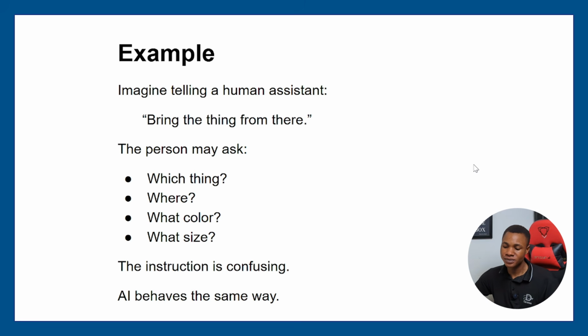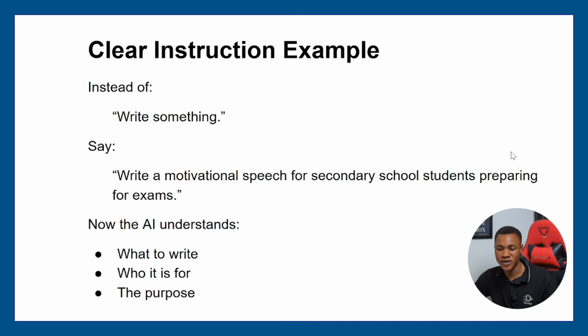So for example, imagine telling AI, bring the thing there for me. The person may ask, which thing? If I tell my PA, bring that thing there for me, which thing are we talking about? Where? What is the color of the thing? What is the size of the thing? So the instruction is not clear and the result may be very confusing.